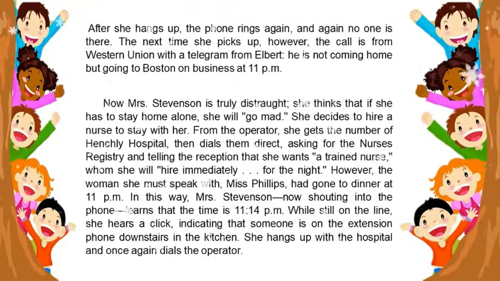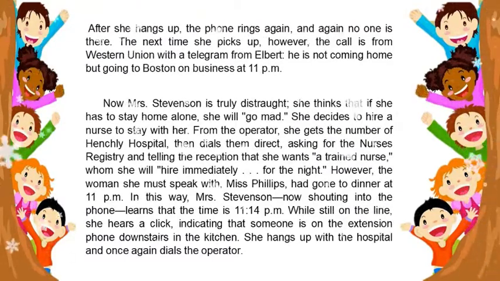After she hangs up, the phone rings again and again. No one is there. The next time she picks up, however, the call is from Western Union with a telegram from Albert. He is not coming home but going to Boston on business at 11 p.m. Now Mrs. Stevenson is really distraught. She thinks that if she has to stay home alone, she will go mad. She decides to hire a nurse to stay with her.